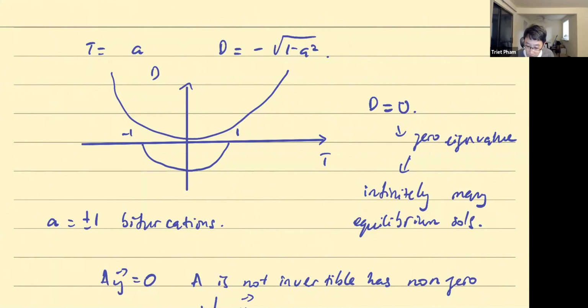So I hope these examples show the bifurcation, because you go from infinitely many equilibrium solutions to one equilibrium solution, which is a saddle point. And then from one equilibrium solution, which is a saddle point, back to infinitely many equilibrium solutions. And that's a change. So that's bifurcation. Okay?